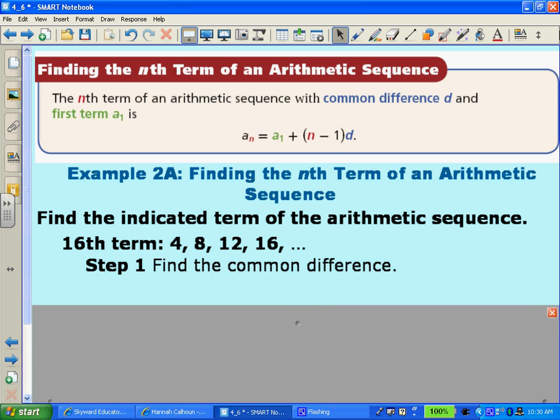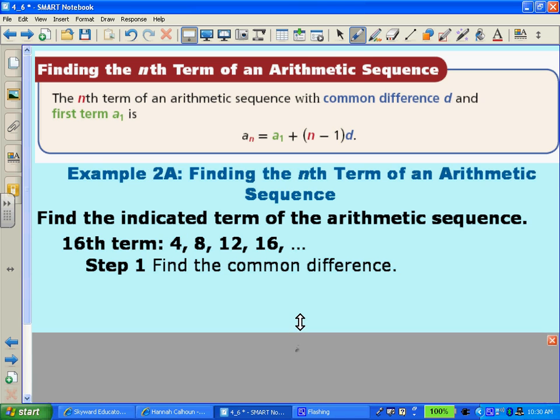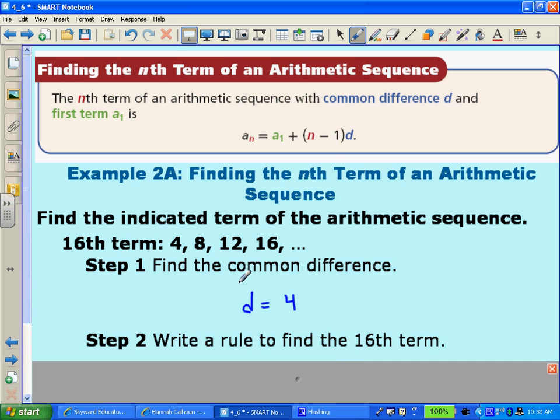So here's what a problem may look like in your homework. Find the indicated term of the arithmetic sequence. Find the 16th term of this sequence: 4, 8, 12, 16. The very first thing you have to do is figure out the common difference. If we look at this sequence, you can see that it goes up 4 every time. So my common difference is going to be 4.